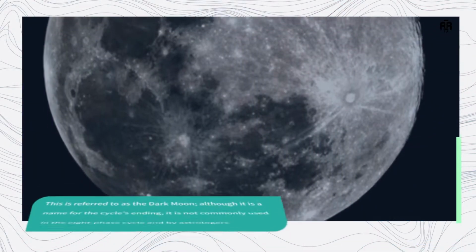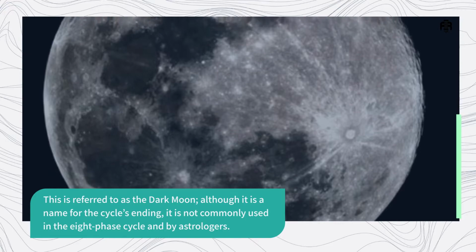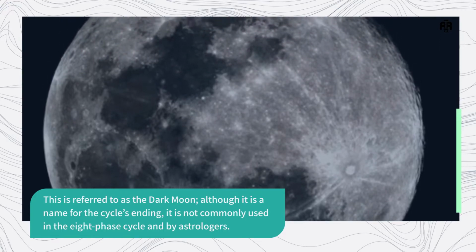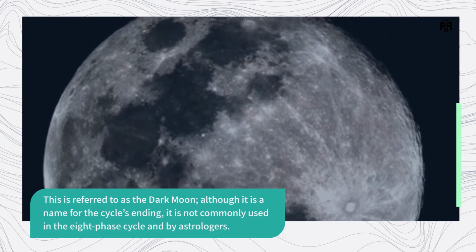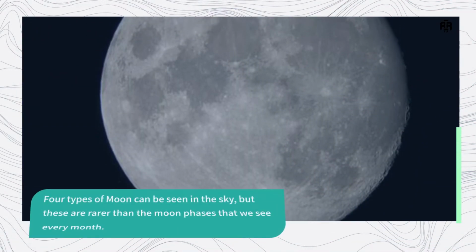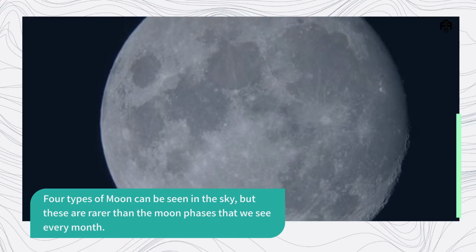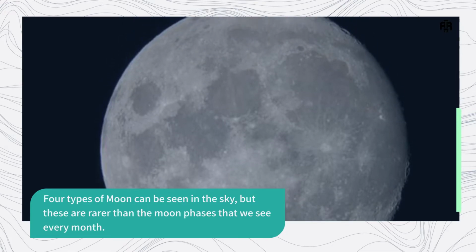This is referred to as the dark moon. Although it is a name for the cycle's ending, it is not commonly used in the 8-phase cycle and by astrologers. 4 types of moon can be seen in the sky, but these are rarer than the moon phases that we see every month.